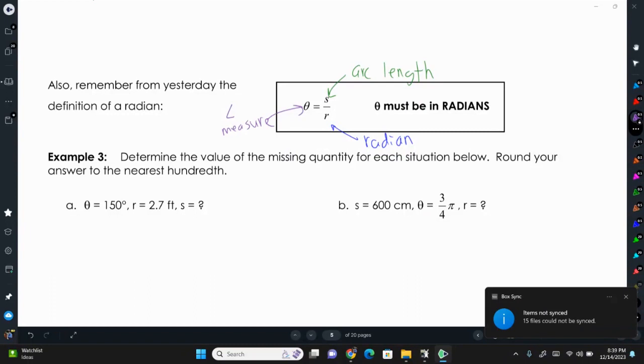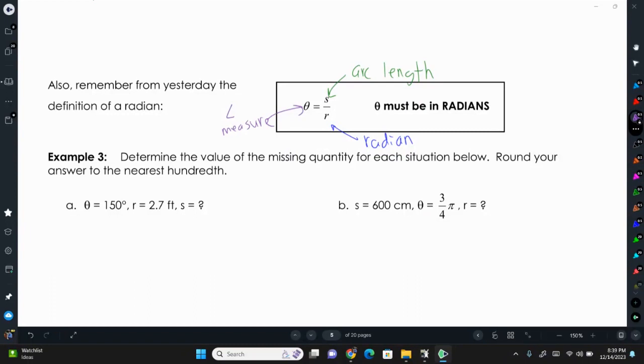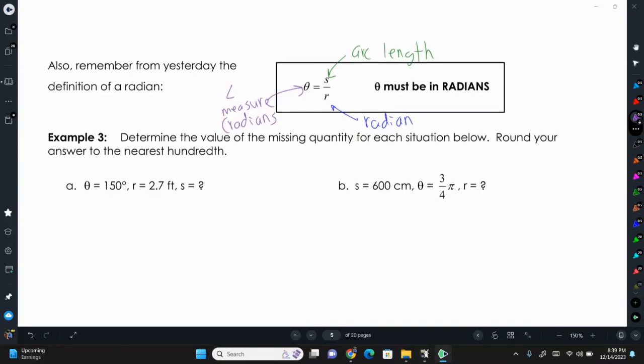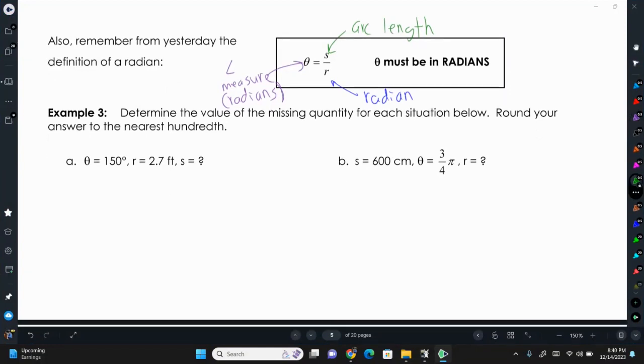And we can use that again to solve problems, but one thing to note about the angle measure is that we want to put it in radians, so we may have to convert some angles, like we did yesterday. So here we know theta is 150 degrees, the radius is 2.7. What is S, or the arc length?